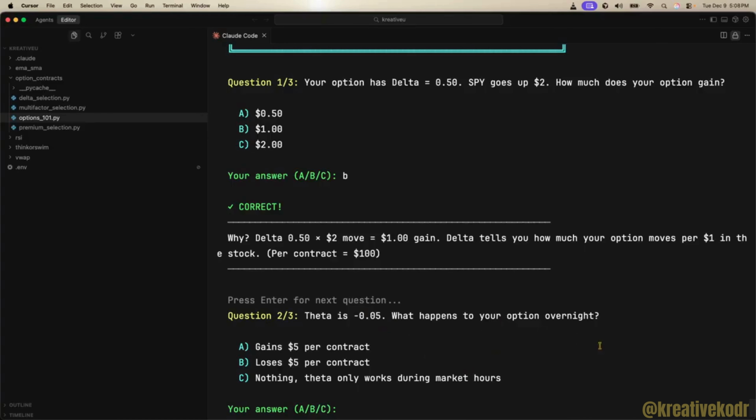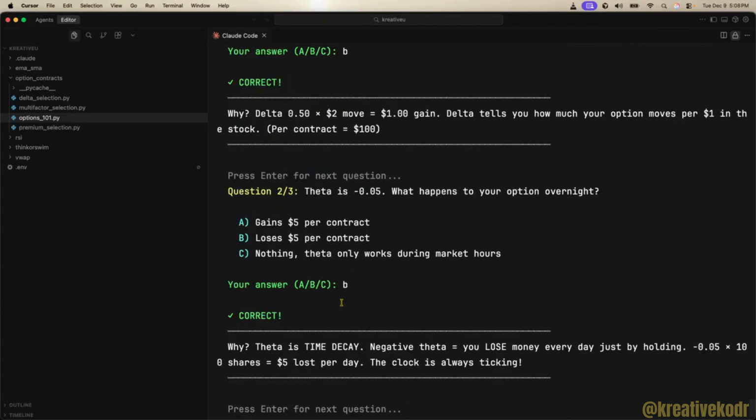Theta is negative 0.5. What happens to our option contract overnight? Are we making $5? Bro, I wish. Are we losing $5? Seems more probable. Nothing. Theta only works during market hours. I wish theta just turned off as soon as the market closed, like it's clocking out. No, so we're going to be losing $5 a day, right? Let's go ahead and put B.